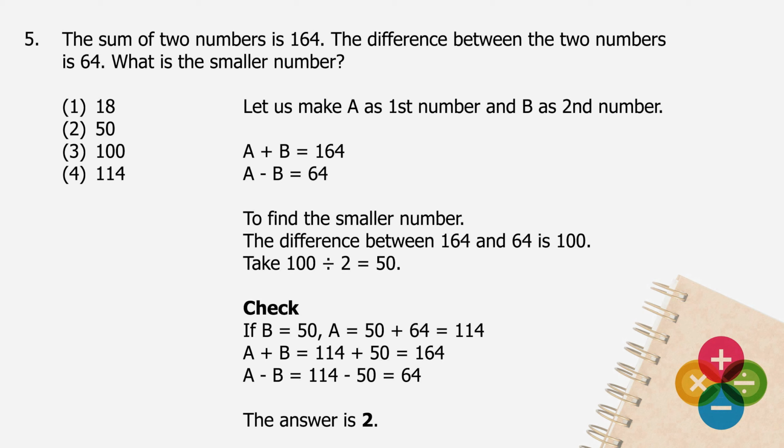Let us do a check on the value. If B is 50, A will be 50 added to 64, and the sum is 114. A plus B will be 114 added to 50, and the sum is 164. A minus B will be 114 subtract 50, and the difference is 64. Both equations are valid. The answer is 2.